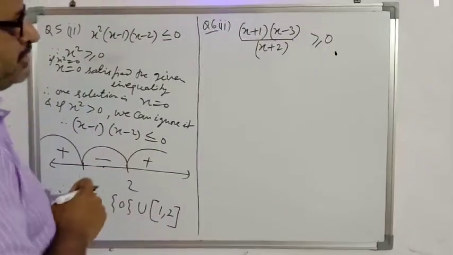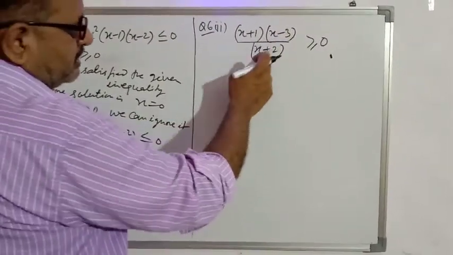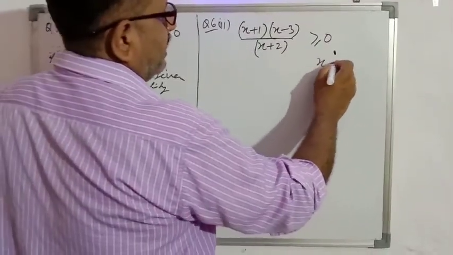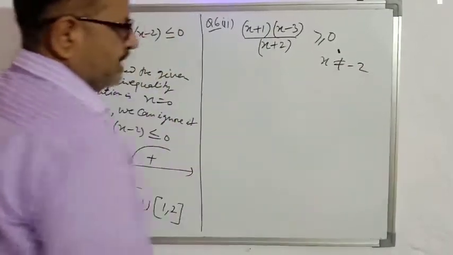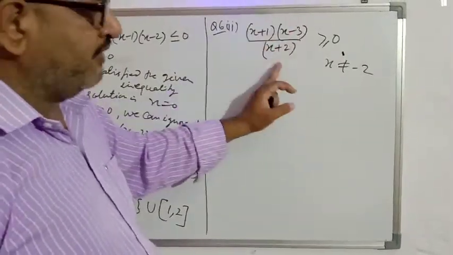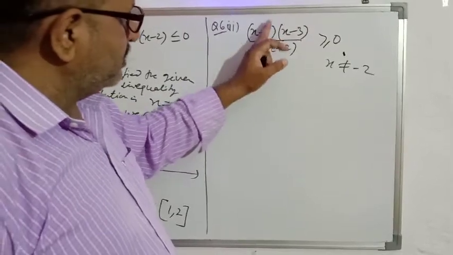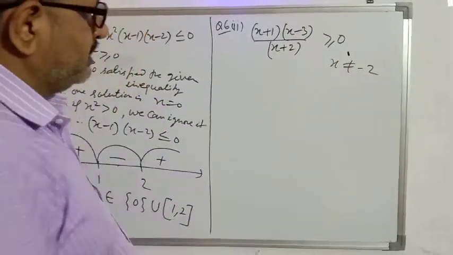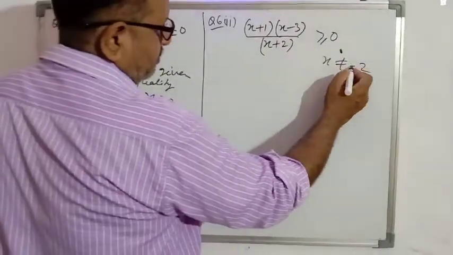Question 6, second part: (x plus 1)(x minus 3) upon (x plus 2) greater or equal to 0. Here we can write x not equal to minus 2, because at x is equal to minus 2, it will be undefined. So what will be the domain of this function? All the real numbers except minus 2. x cannot be minus 2.